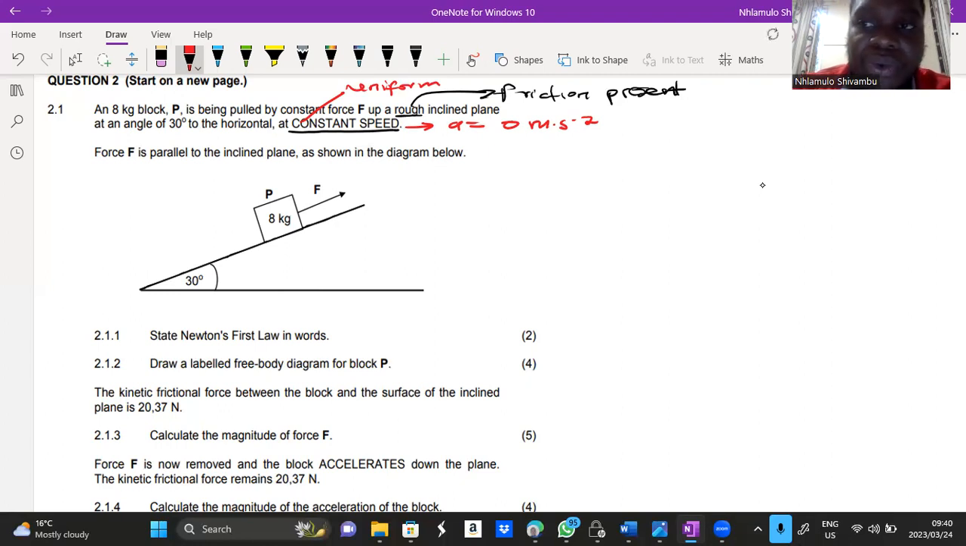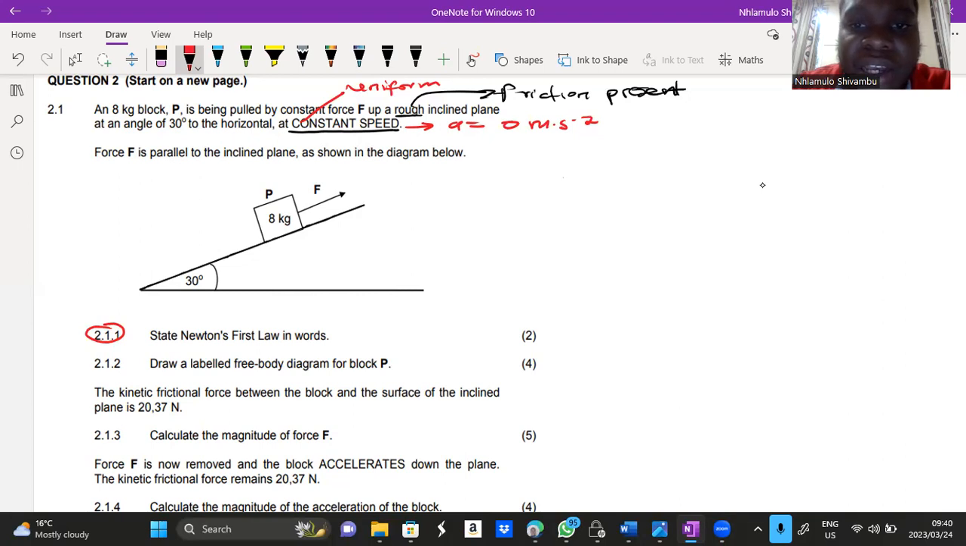And obviously we need to check the type of surface that we have. Here we're dealing with an inclined surface, so we're going to apply the rules of an inclined surface. The first question that we see here is the definition. The first question wants you to state Newton's first law in words. These definitions are there in the examination guidelines, so each and every learner must make sure that they know how to state this definition.